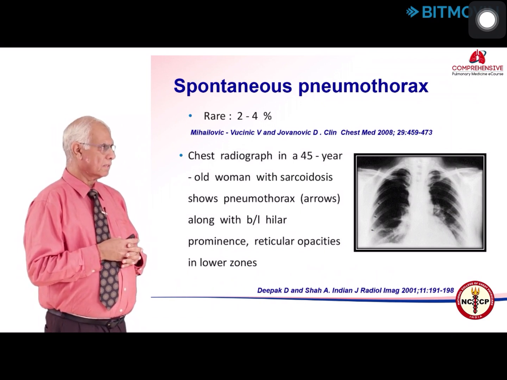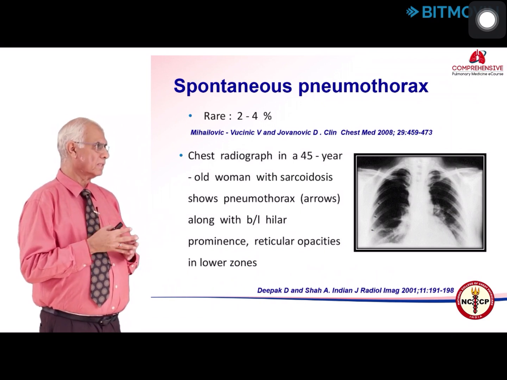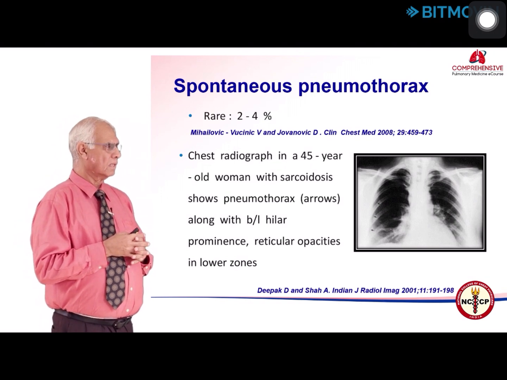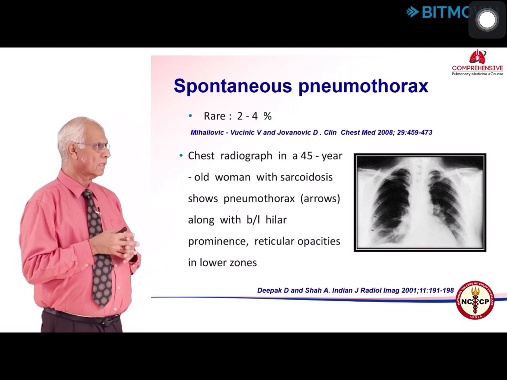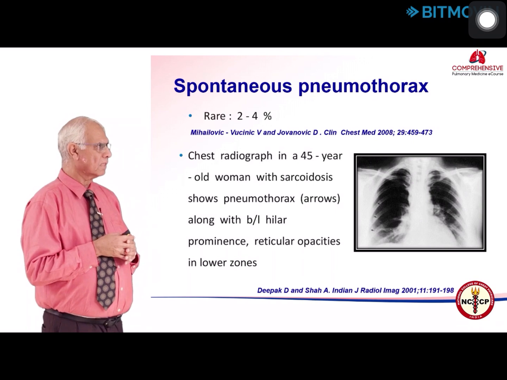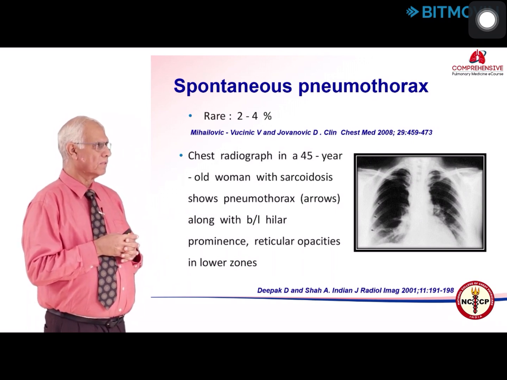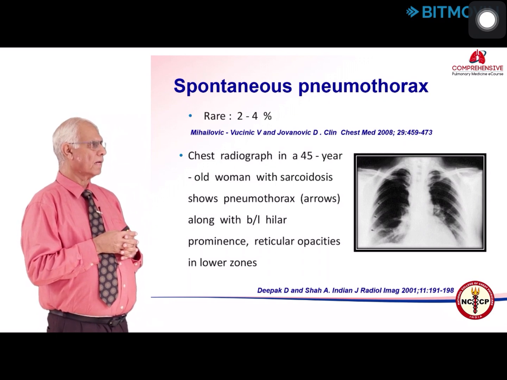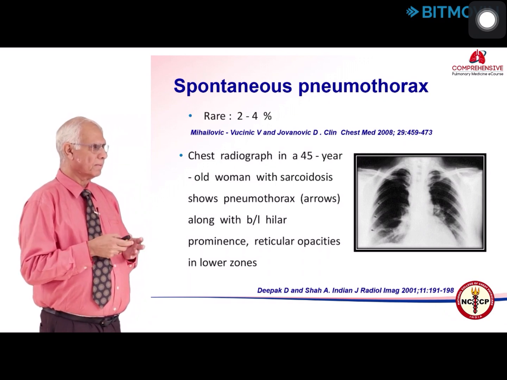Spontaneous pneumothorax is rare. Mostly you would find it if a transbronchial biopsy is done and you are the cause of iatrogenic pneumothorax. But this is a patient who presented with pneumothorax. She was a 45-year-old lady with sarcoidosis along with bilateral prominence and reticular opacity in the lower zone.